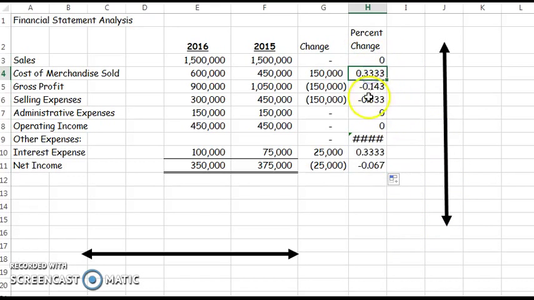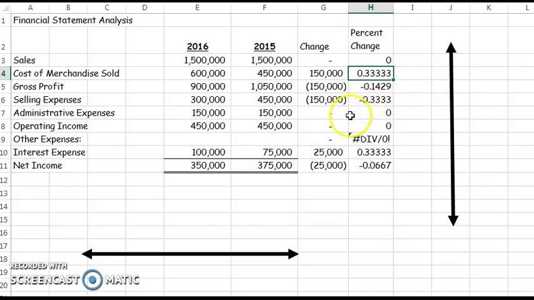But I did have a 33% increase in the cost of the merchandise that I sold. In other words, I had to pay more for the merchandise that I was selling, but I didn't mark it up any more. That's what caused this decline. Alright, and then I didn't have any change in administrative, but I did have a change in selling expenses, and it actually decreased, so that was a good thing. It just didn't decrease enough to keep me from losing money here.